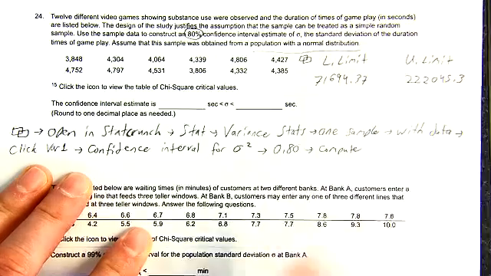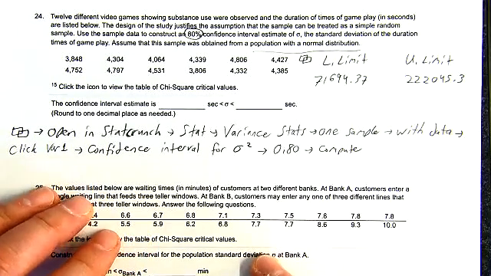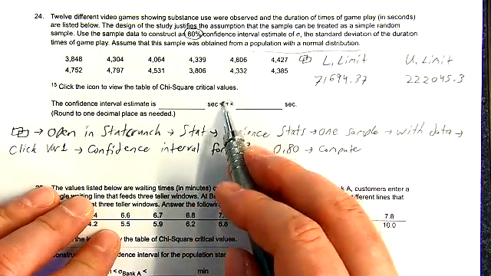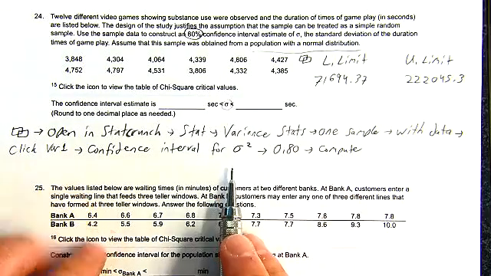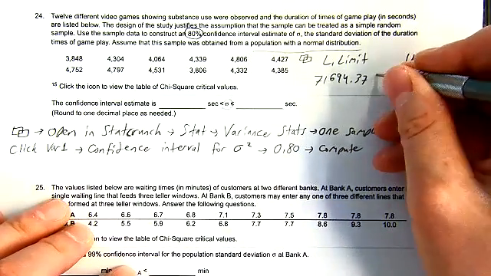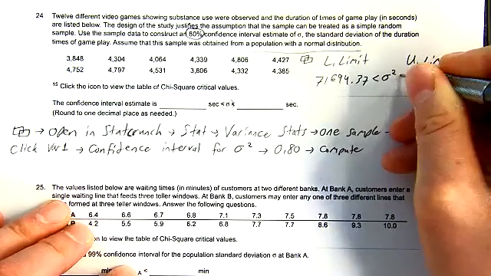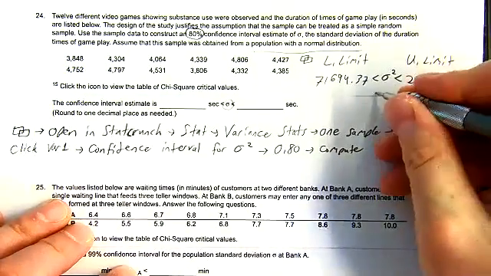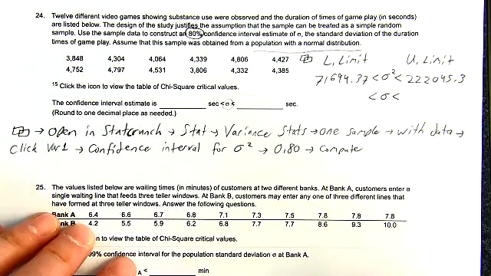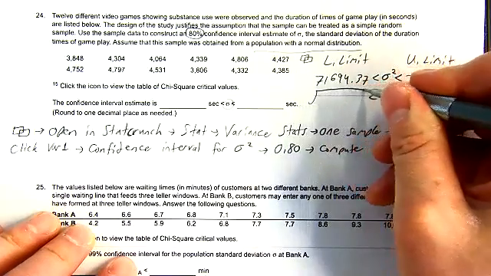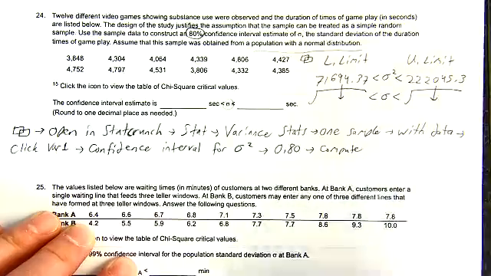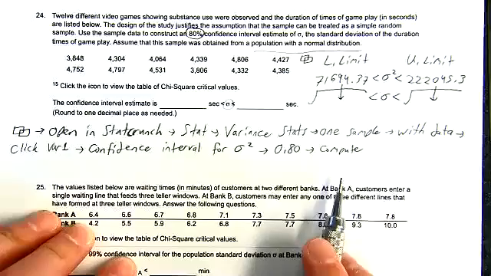222045.3. Now here's the gotcha: we want the interval for the standard deviation, sigma. But what the computer is going to calculate is variance, sigma squared. So this is the limit on sigma squared, but we want the limit of sigma. So to do this, you just have to take the square root of these numbers that they give you. So you have to take a square root of those two numbers.